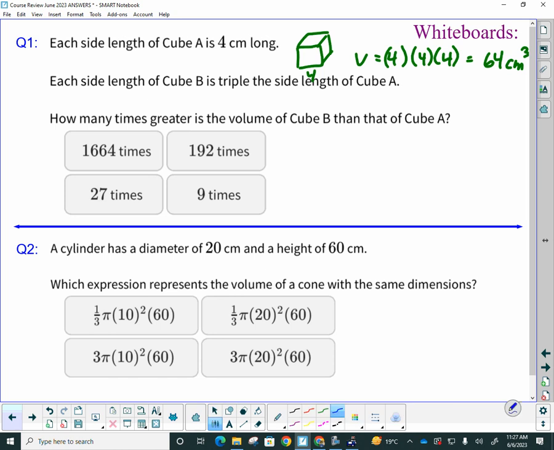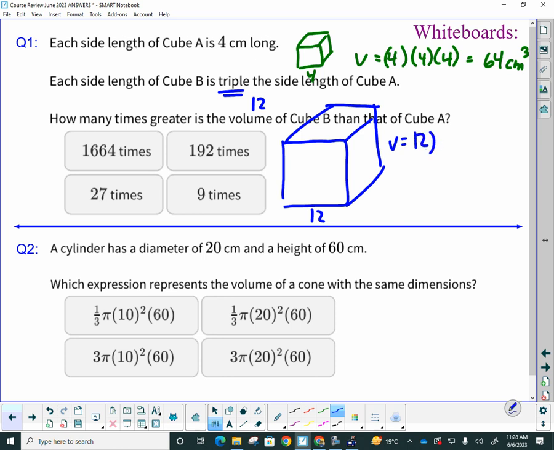It says each side length of cube B is tripled. So now the side lengths are 12. So we have a much bigger cube, and it's all 12. So the volume of that is going to be 12 times 12 times 12, which is 1,728 centimeters cubed. Now the question says, how many times greater is the volume of cube B?